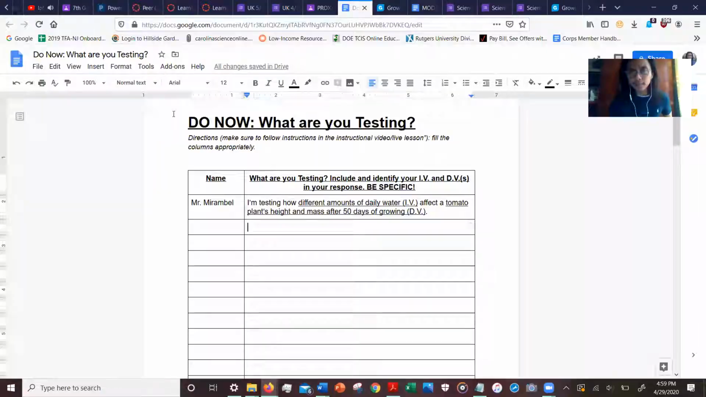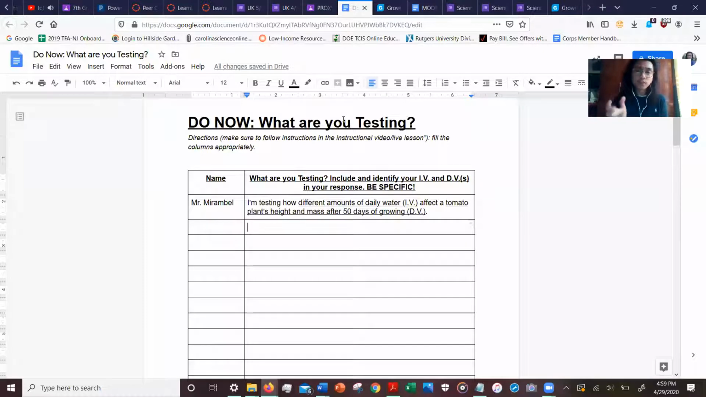you actually testing?" Here, I need you to write your name and to write your response by first reflecting on what my response looks like so you know what I'm looking for in terms of the expectation. Make sure to clearly indicate your single independent variable and also what your dependent variables are as well.